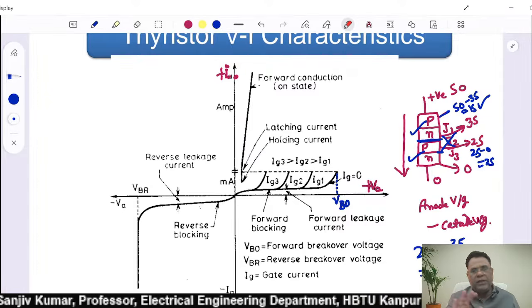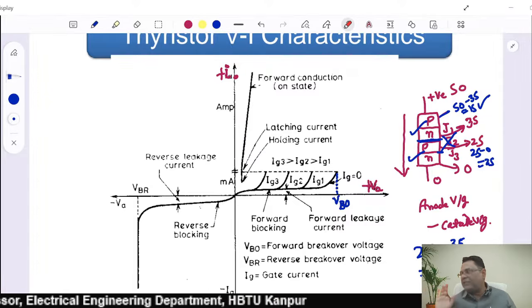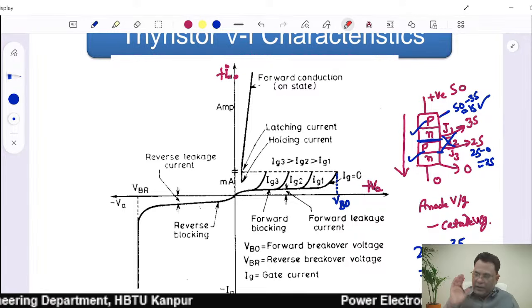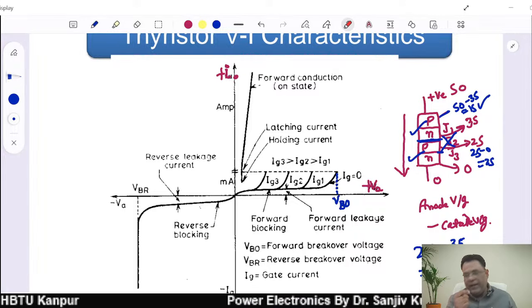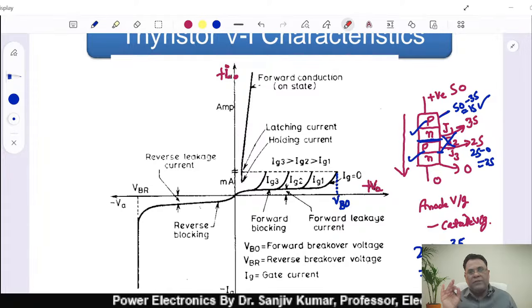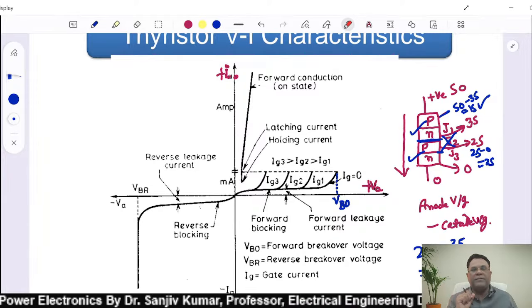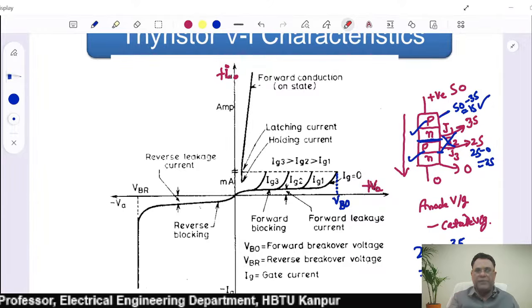The value of holding current is always less than the latching current. And one thing you should always remember, latching current is associated with the turn on process and holding current is associated with the turn off process. Clear? I hope it is clear.